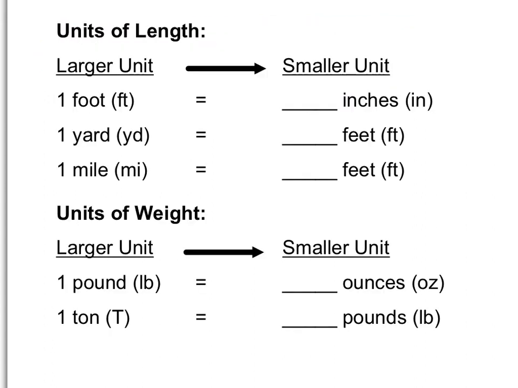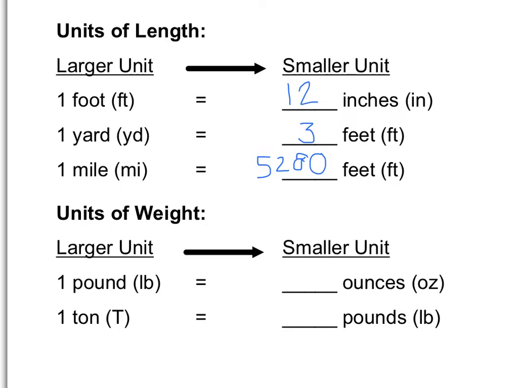So first we're going to fill out your unit conversion guide. Yours should look like this. I have more of it on the next slide. We just need to fill it in. Some of these you probably already know, some of them you don't, so let's fill these out together. 1 foot, how many inches? That'd be 12. 1 yard equals 3 feet. And 1 mile is 5,280 feet. So those are units of length.